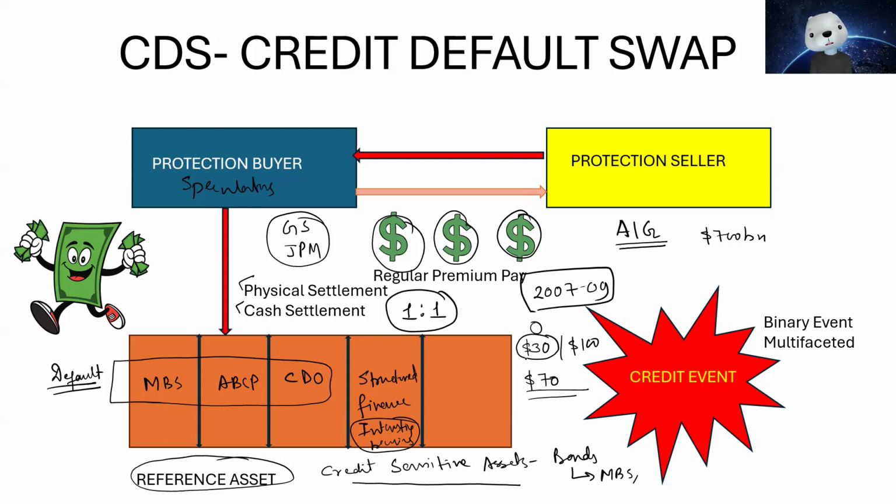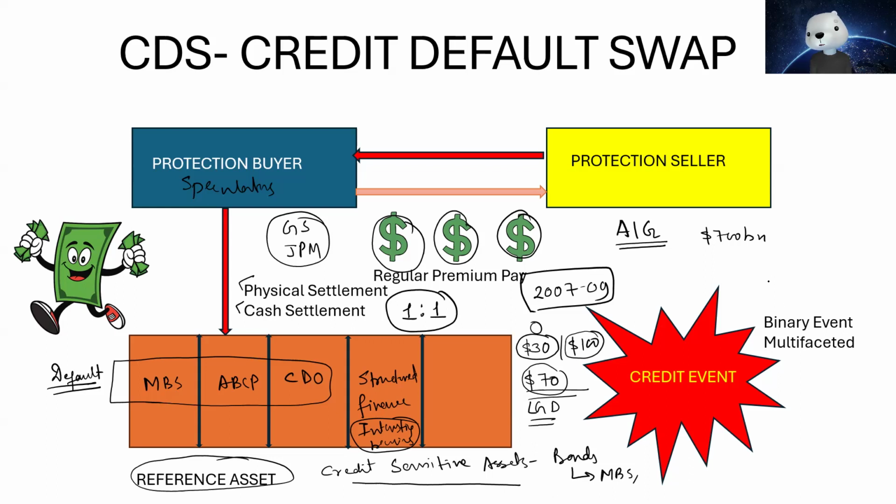The protection buyer is required to buy or purchase the security from the market at $30 a piece, hand it over to the protection seller, and the protection seller is going to compensate for the full face value of 100. Another way of settling this is by merely paying $70, which is known as the loss given default, wherein the protection seller is going to compensate for the loss the protection buyer has suffered. So these are the two ways the settlement would happen.